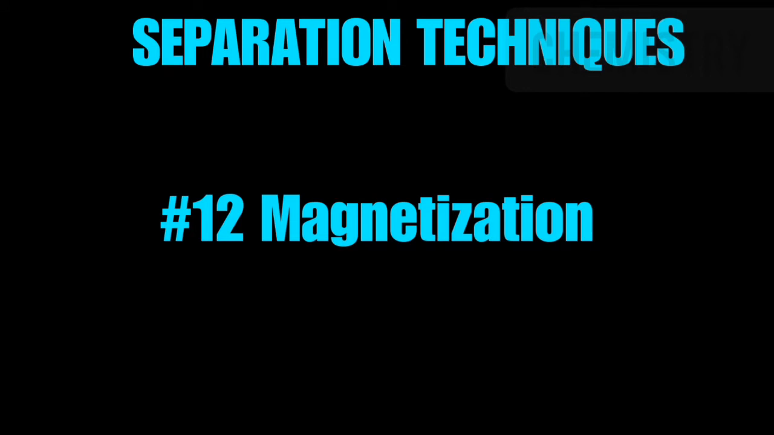Separation technique number 12, magnetization. Magnetization is the process by which you separate metallic particles from non-metallic particles. Let's say your powder is mixed up with pieces of iron. So you put a magnet over it and the iron is lifted up and removed, and you leave the powder behind. So that's all for today.